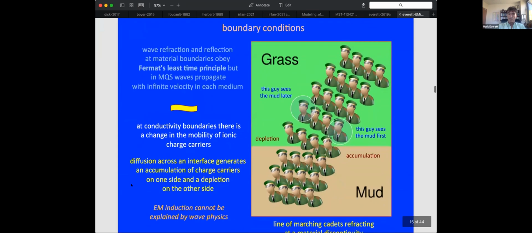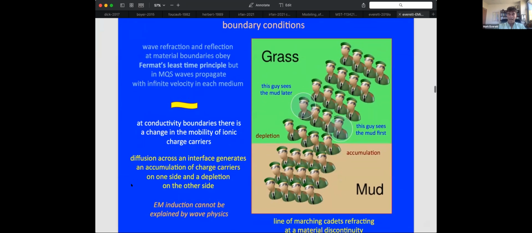Now we need to talk about boundary conditions, because this is an interesting aspect of what we do. Traditionally, in electromagnetic wave phenomena, we have reflection and refraction at material boundaries. In optics, seismics, all these things, generally we have a derivation of Snell's law from Fermat's least time principle, which is that the path from position A to B is the fastest time that it takes for the signal to get from A to B.